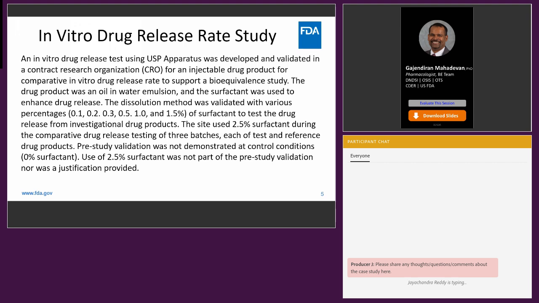The site used 2.5% surfactant using the comparative drug release testing of 3 batches, each of test and reference drug products. Pre-study validation was not demonstrated at control conditions, and also the use of 2.5% surfactant was not part of the pre-study validation, nor was a justification provided.